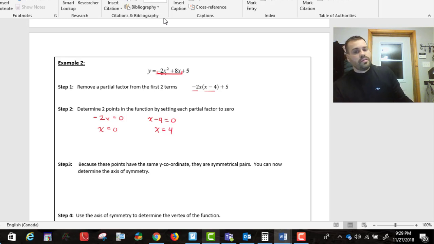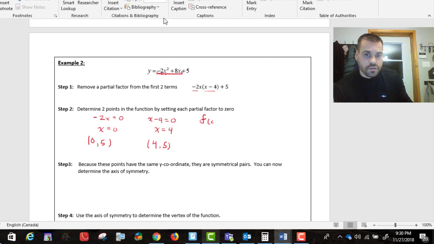Now, they have the same y coordinate. They're going to have a y coordinate of 5, okay? Because if I plug 0 in, I'm going to get 0 plus 5. So we have 0 and 5. And if I plug 4 in, I get minus 2 times 4 squared. That's minus 2 times 16, which is minus 32 plus 32. I'm going to get 5 there as well, okay?